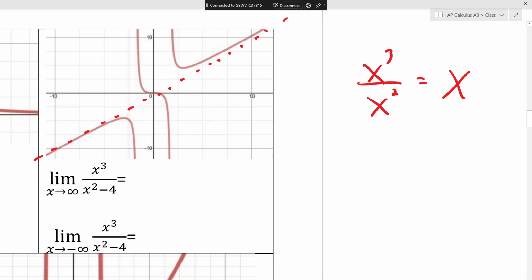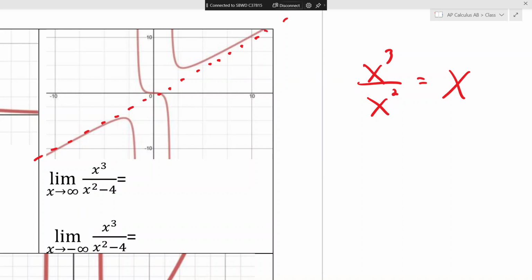It looks like a line. That happens to be called an oblique asymptote or a slant asymptote, if you want to think like that, but it doesn't really matter. I don't care what that line is. I just want you to know that it looks like a line. Can we handle that? Okay, because x cubed over x squared reduces to that.